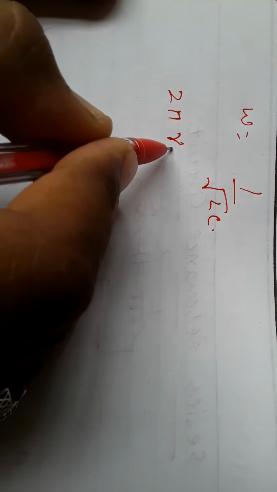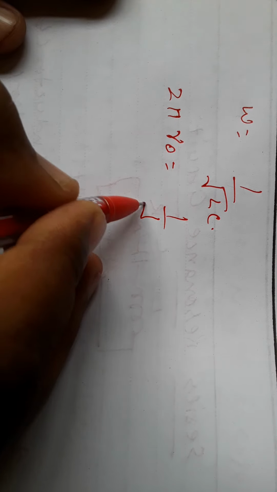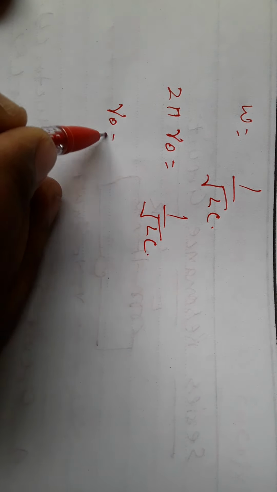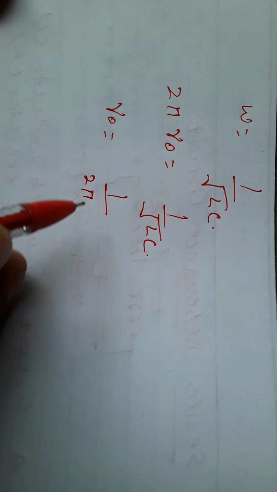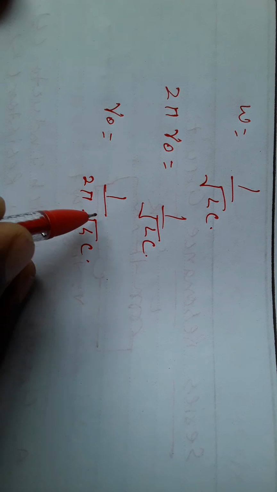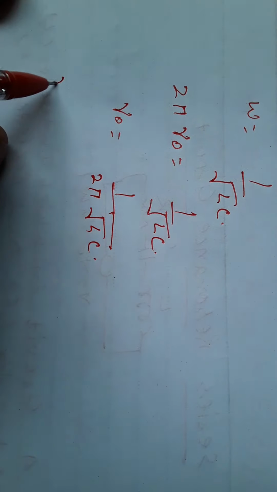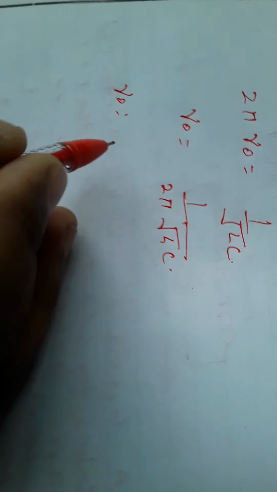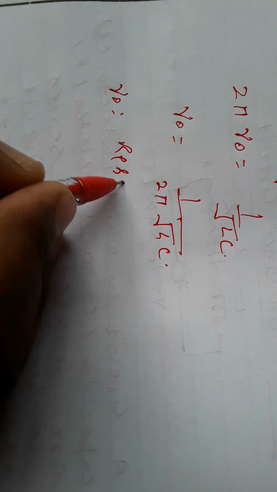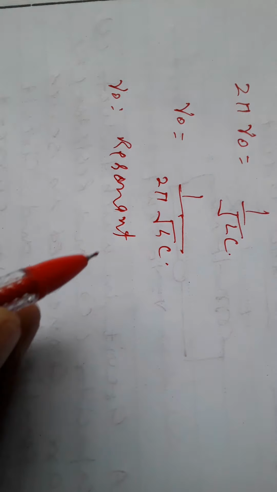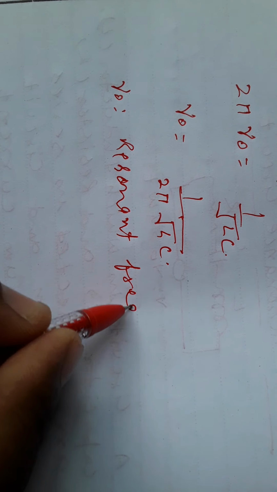We know angular frequency omega is 2 pi nu naught, which is equal to 1 by under root LC. So we get the value of nu naught equal to 1 upon 2 pi into under root LC. This nu naught is known as the resonant frequency.